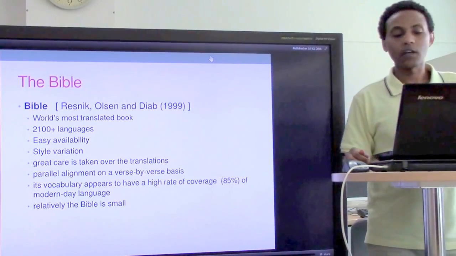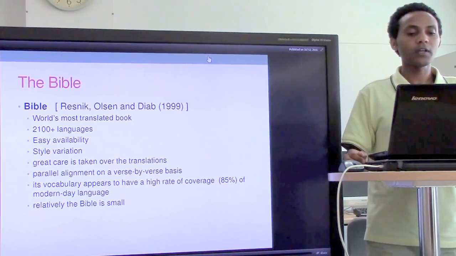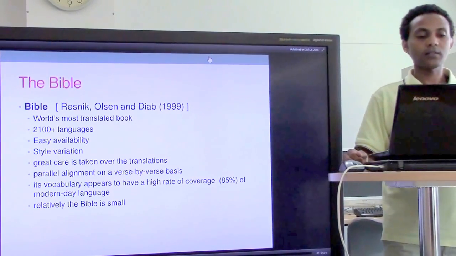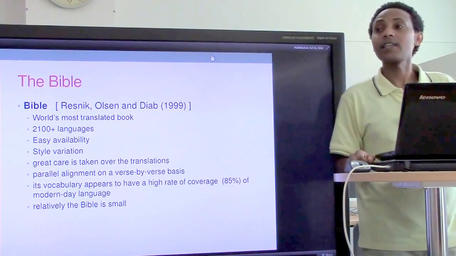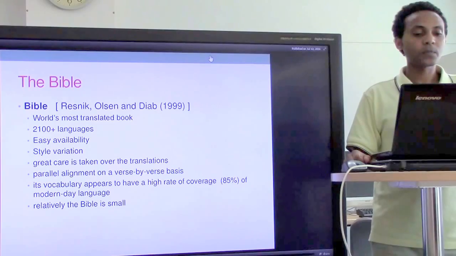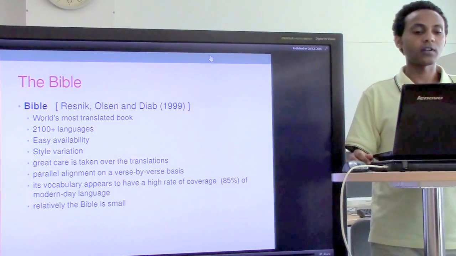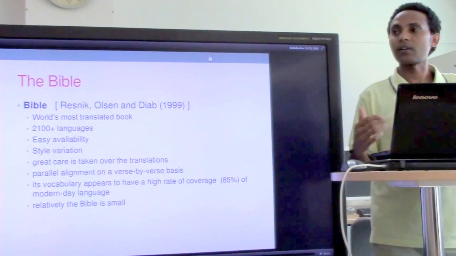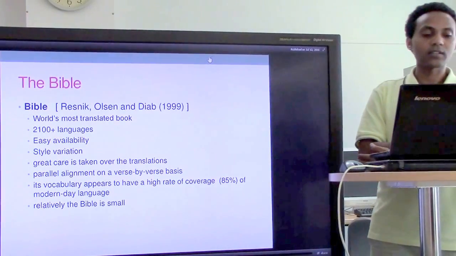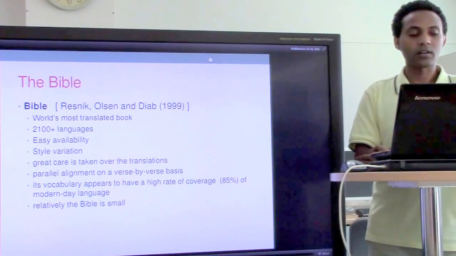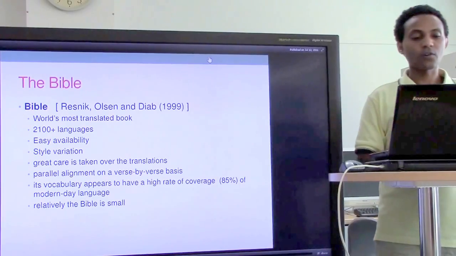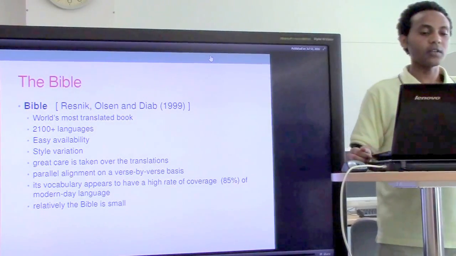If we see the Bible, the authors refer to previous research, which gave analysis on the usefulness of the Bible. The Bible is the most translated book, and it's available in more than 2,100 languages. So it's available in many different languages, far more translated than other books. And we can find the Bible translations easily on the internet, so it has easy availability. And there are also style variations. There are books which are written in the form of poetry, narratives, conversations, and so on. So it has certain stylometry also.